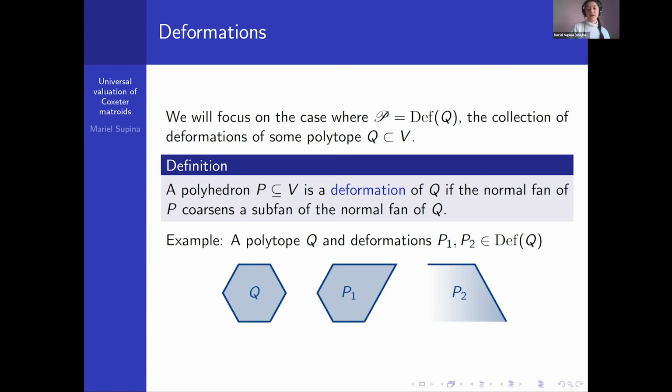Alternatively, I can take Q and take all those left and lower faces, and take turns sliding them out as far as I can, and eventually I'll be able to slide some of them out forever, and I'll get this unbounded cone P2, and that's another deformation of Q. So the deformations that I'm going to talk about don't need to be bounded. They can be unbounded like this cone. So this is a general definition of deformations, and we call the family of deformations of Q def Q.